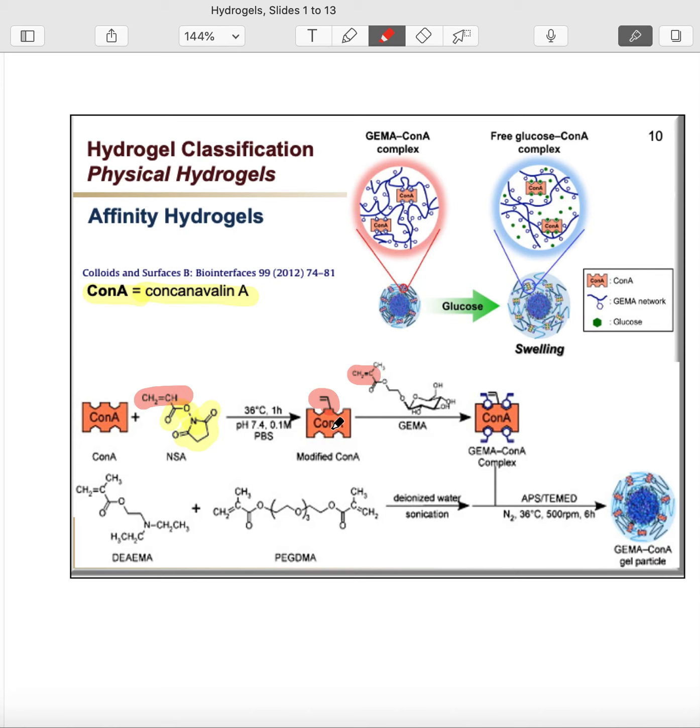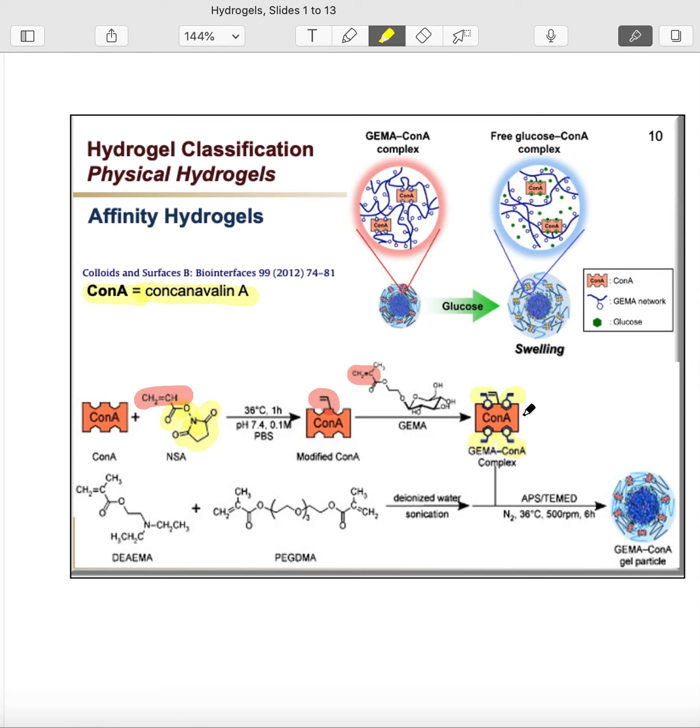Remember that the CON-A can bind to glucose, so when we interact these two, what ends up happening is that the CON-A binds to the glucose, and you end up with a complex system. Each of these is the modified glucose, or GEMA. Now you have a complex system that has the ability to be polymerized.